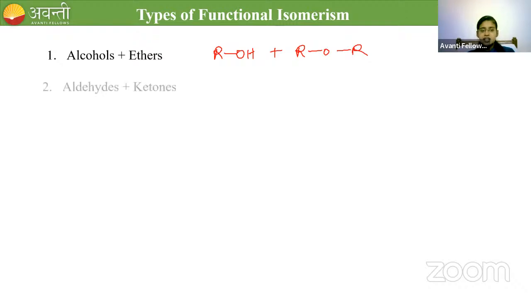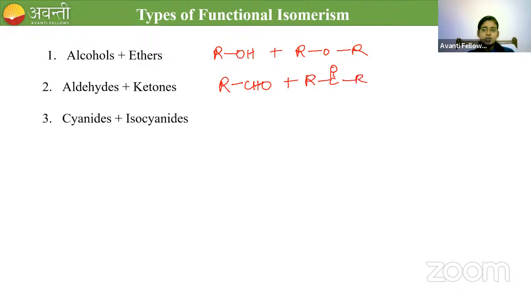Then the second pair is aldehyde and ketone. That's just now we have seen, right? RCHO is aldehyde and RC double bond OR is ketone. And the third pair is cyanide and isocyanide. Cyanide means RCN, isocyanide means RNC. Okay, so these two are the pairs.